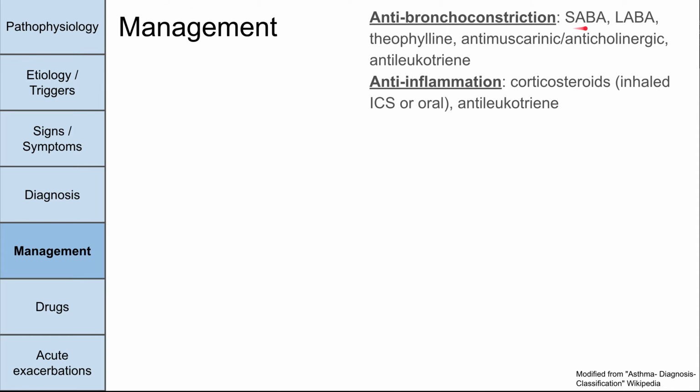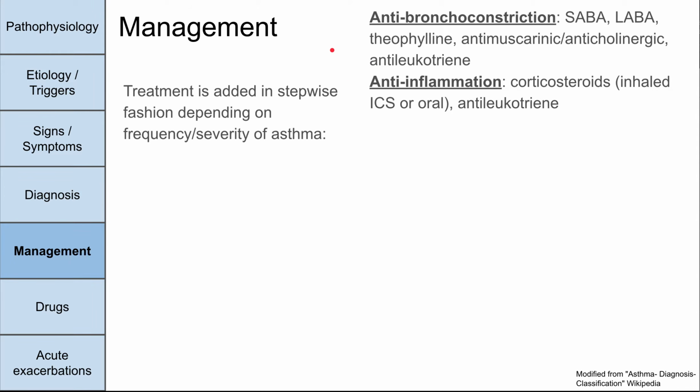Anti-bronchoconstriction includes short-acting beta agonists, long-acting beta agonists, theophylline, anti-muscarinics, which are also anticholinergics, and anti-leukotriene drugs. The anti-inflammatories are corticosteroids, which you can have inhaled, so that's inhaled corticosteroids, or you could have oral corticosteroids. We'll talk a bit about the differences and why inhaled might have less systemic side effects than oral corticosteroids, why you might want to avoid orals. There's also anti-leukotrienes in this category as well, so anti-leukotrienes kind of have both effects.